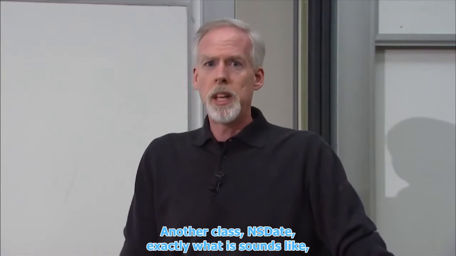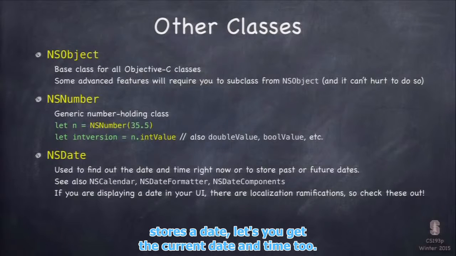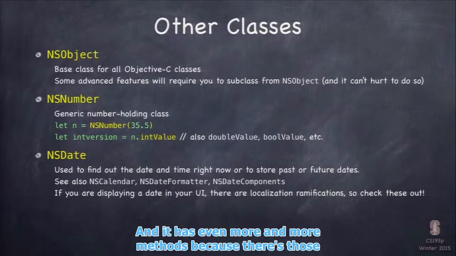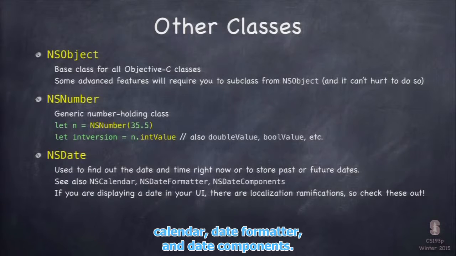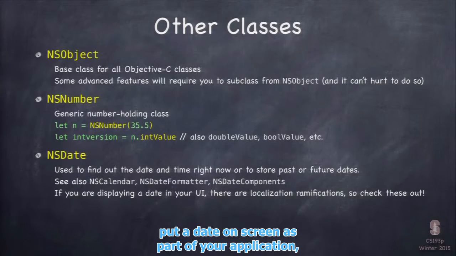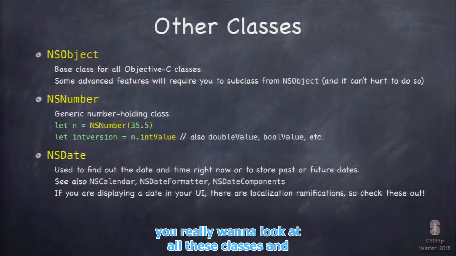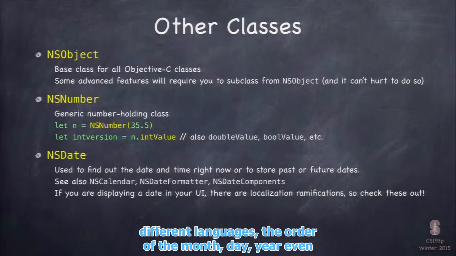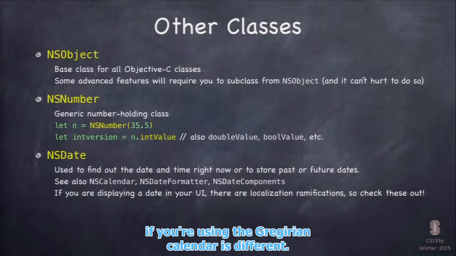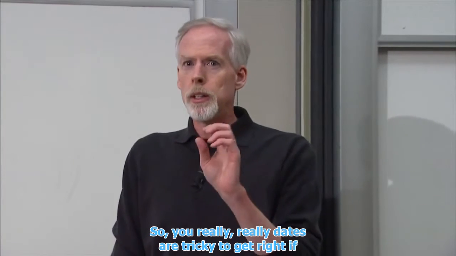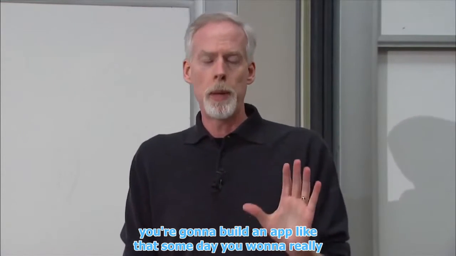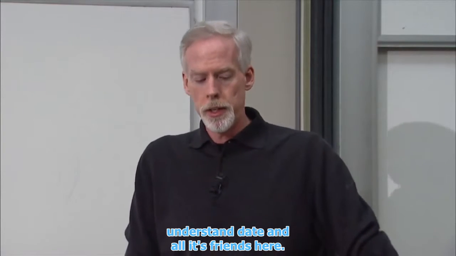Now the class NSDate, exactly what it sounds like, stores a date, and lets you get the current date and time too. Pretty self-explanatory, it has lots and lots of methods in it. And it has even more methods because there are those three other classes mentioned here: Calendar, DateFormatter, and DateComponents. If you're ever going to put a date on screen as part of your application, you really want to look at all these classes and read the documentation that talks about dates, because dates are displayed very differently around the world. Different calendars, even different languages. The order of the month, day, year, even if you're using the Gregorian calendar, is different. So dates are tricky to get right if you want to build an app that can work around the world. I'm just warning you, if you're going to build an app like that someday, you want to really understand date and all its friends here.